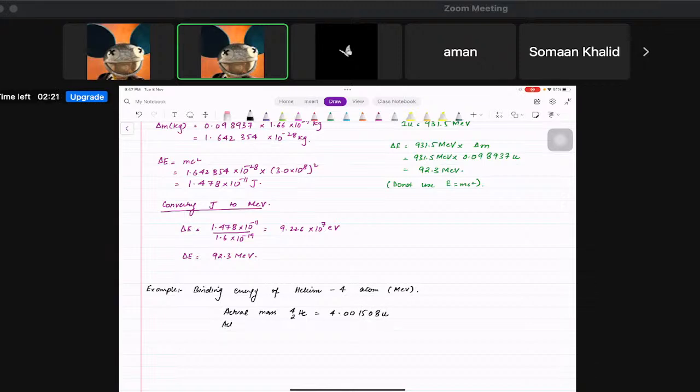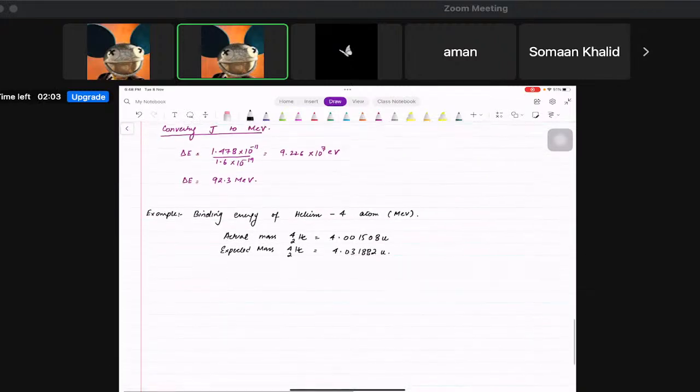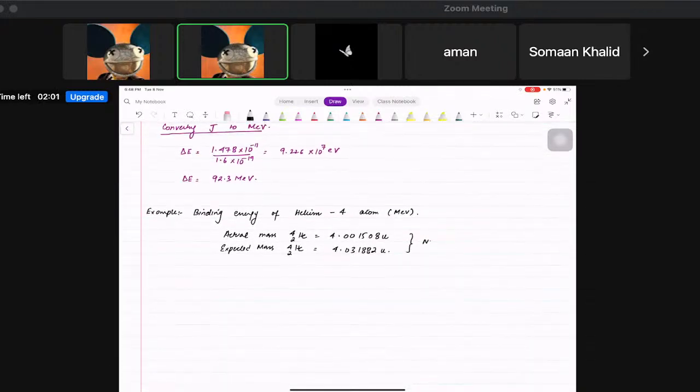And the expected mass of the helium nucleus is 4.031882 U. So I just want you to find the binding energy; this is for the nucleus, okay? Do not confuse it with the atomic mass. All right, I just want you guys to find the binding energy of this quickly, please.